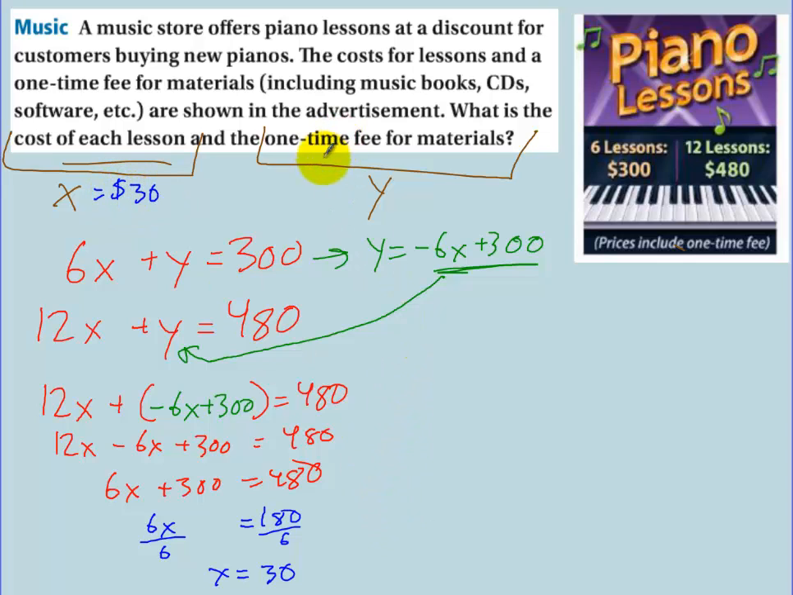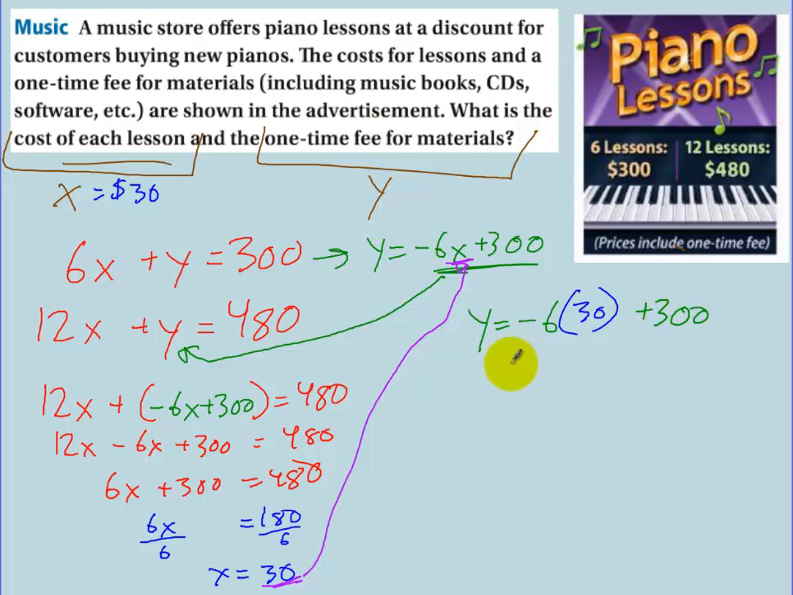Now we've got to figure out what the one-time fee for materials is. Well, let's plug that 30 in for x and solve for y. So I can use this green equation right here. I'm going to plug this 30 right into this one. So I rewrite that green equation. It's going to be y equals negative 6 times 30, and then it's going to be plus 300.